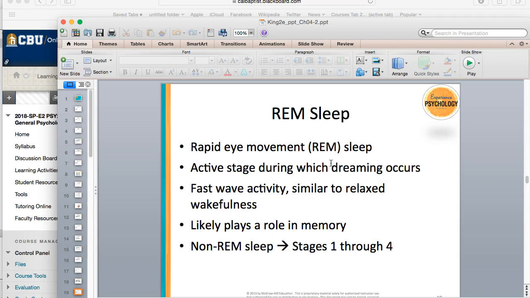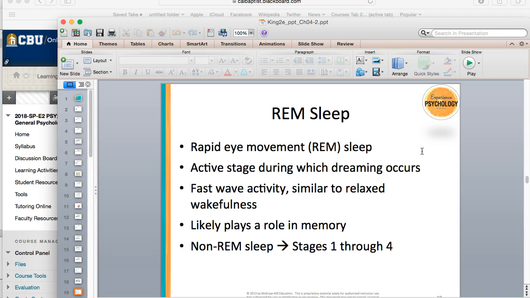REM sleep, rapid eye movement. There's also a new study within psychology called EMDR, which studies the eye movement in some people, and it's really interesting. If you want to research that a little bit more, if you're going into psychology, of course. This is a therapy that they are using specifically for veterans. So EMDR is what it's called, and it studies the rapid eye movement, of course.